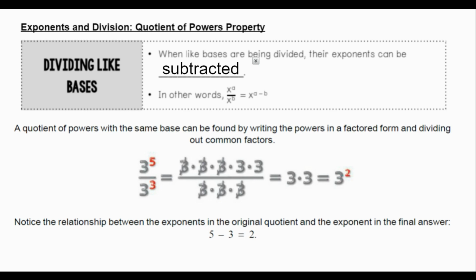Now, a quotient of powers with the same base can be found by writing the powers in factored form and dividing out common factors. So we can see here in my example, 3 to the 5th would be 3 times 3 times 3 times 3 times 3, divided by 3 to the 3rd, which would be 3 times 3 times 3. When I divide, I'm taking out each common factor, so I'm dividing 3 by 3, which gives me 1, 3 by 3, which gives me 1, 3 by 3, which gives me 1, leaving 2 3's in the numerator. And that's 3 squared. Now an easier way to think about this is just 5 minus 3 would be 2. So again, when I divide like bases, I can subtract their exponents.